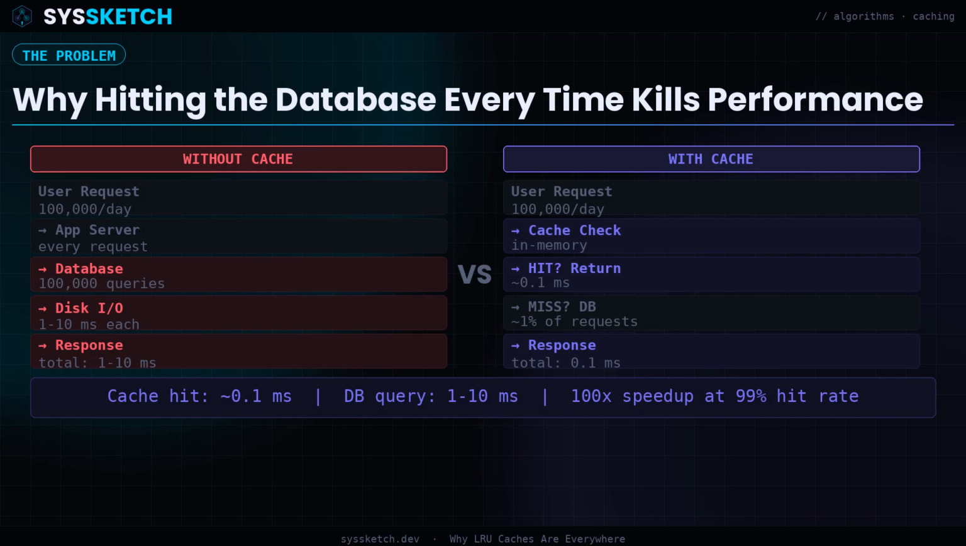Here is the problem in raw numbers. Without a cache, every single user request hits your database. 100,000 requests means 100,000 disk reads, each costing 1 to 10 milliseconds. With an LRU cache in front of that database, 99% of those requests get answered from memory in a tenth of a millisecond. The database only sees 1% of the traffic. That is a 100 times speedup for the cost of a few hundred megabytes of RAM. The asymmetry is almost absurd once you see it.